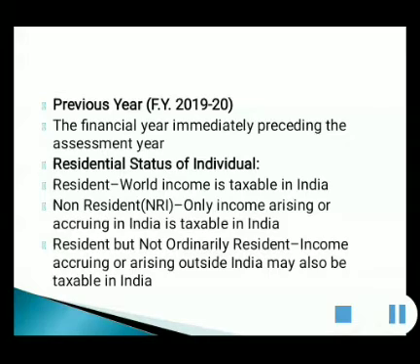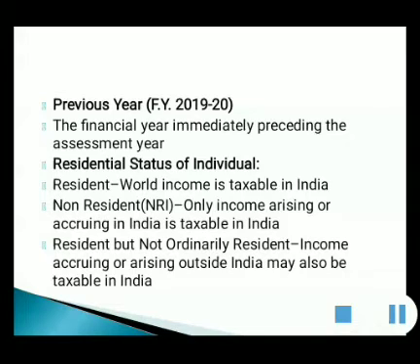A resident is one who is residing inside India, the country India. There are some conditions for residency that I will discuss later. In case of a resident, whole income is taxable in India, but in case of a non-resident, only income arising or accruing in India is taxable in India. And the third category is resident but not ordinarily resident. He is resident but he is not ordinarily resident.